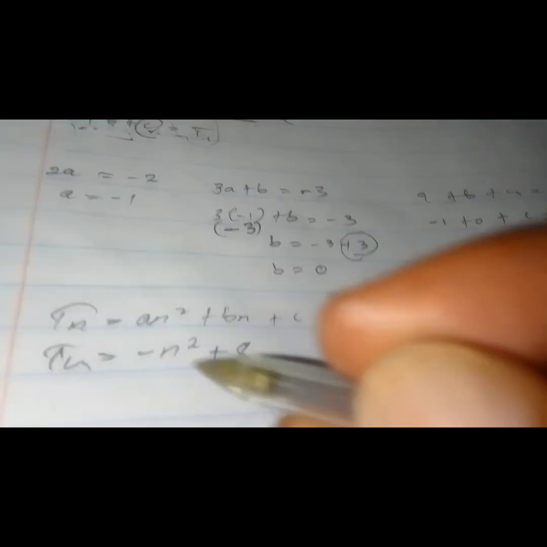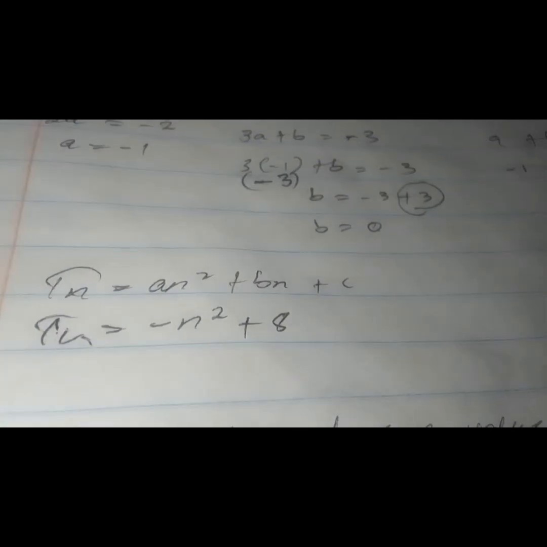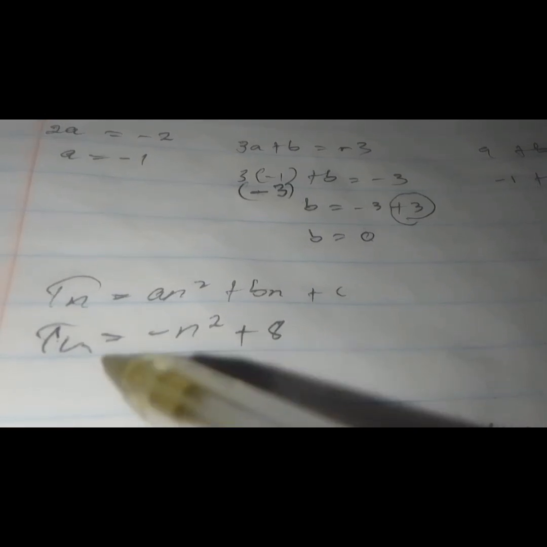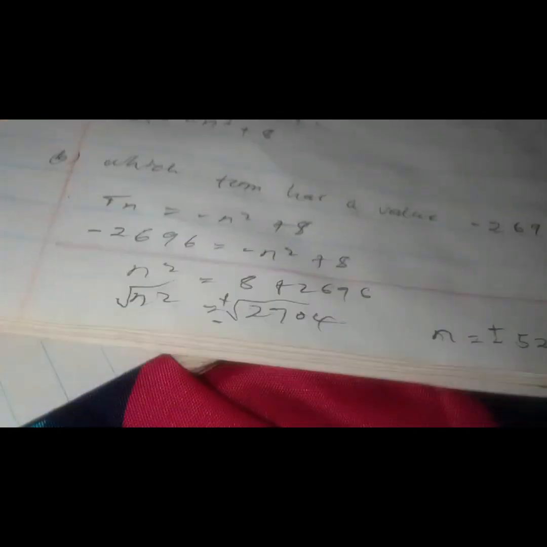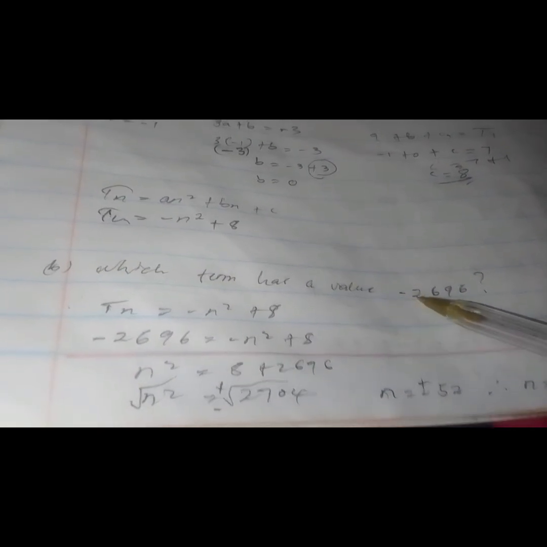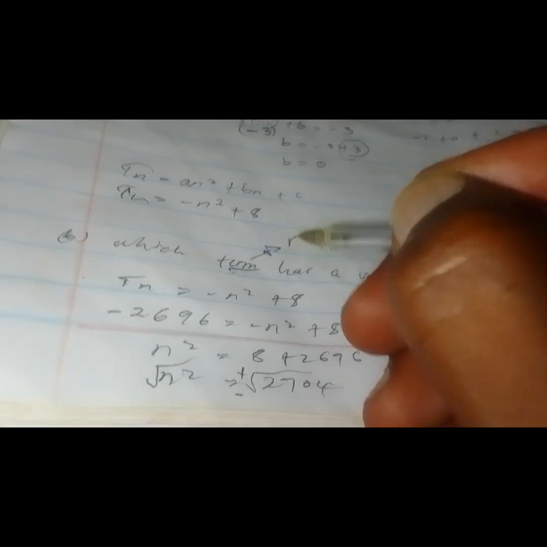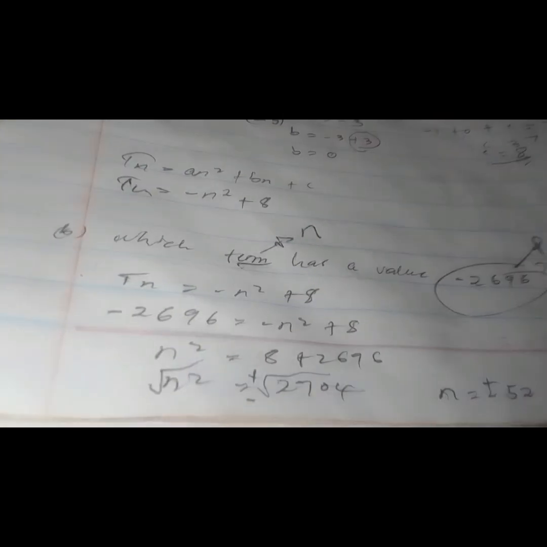Here's your Tn. Tn is equal to minus n squared plus 8. Here's your general formula. The questions that are going to follow, you're going to use this formula for those questions. So, you can see which term has a value of negative 2696. They're asking which term. It means we are looking for your n. This one is our Tn.